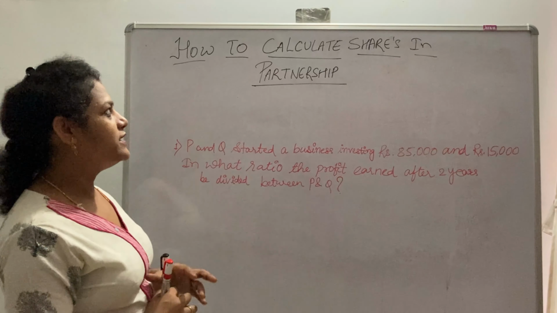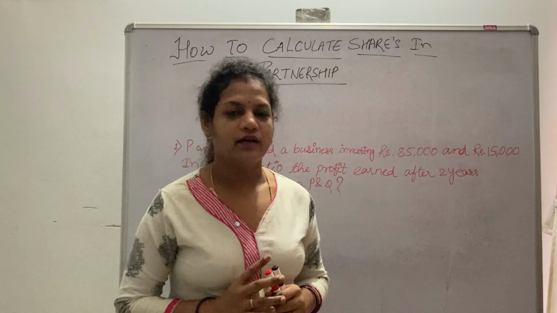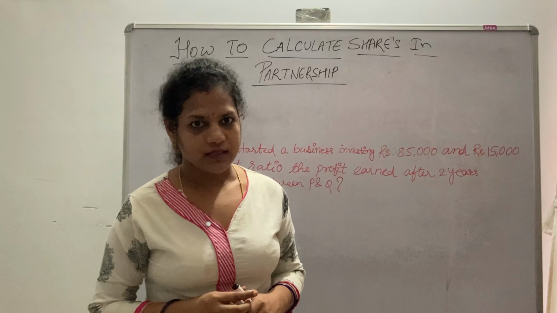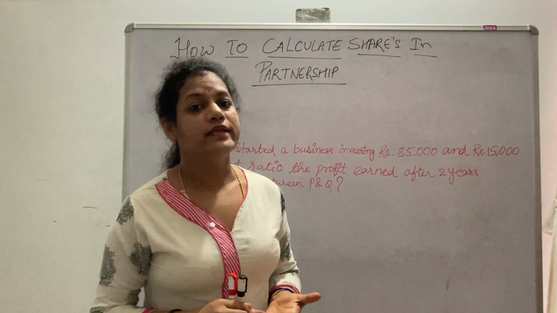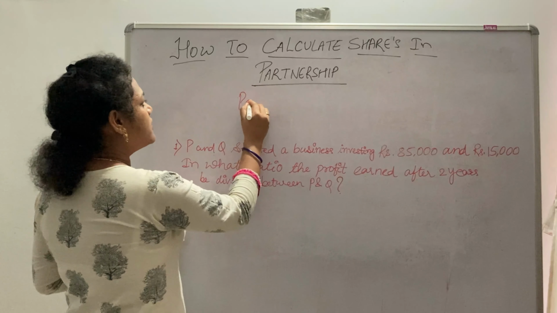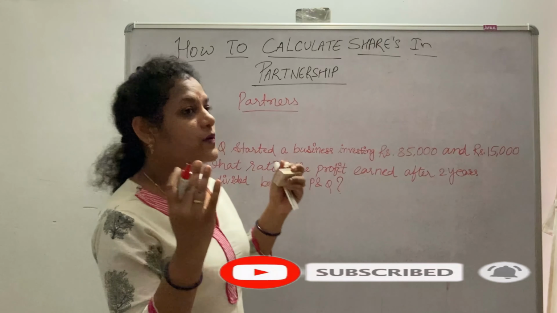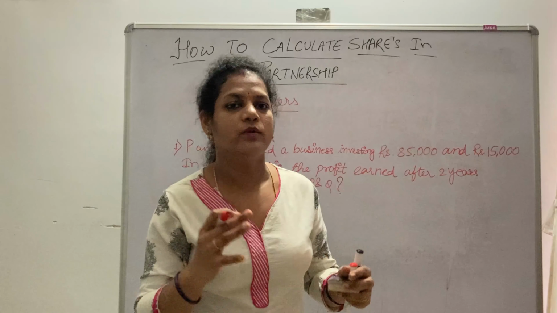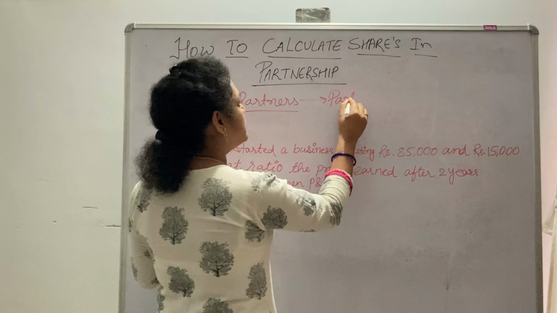So come back to our video. See friends, in partnership, when two persons or more than two persons run a business jointly, then we call them partners. When the investment is going on between these partners, then we call it partnership.